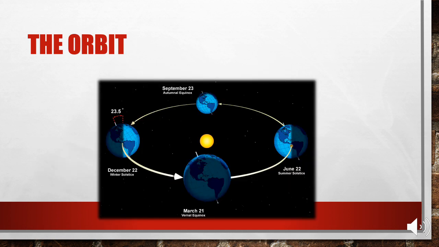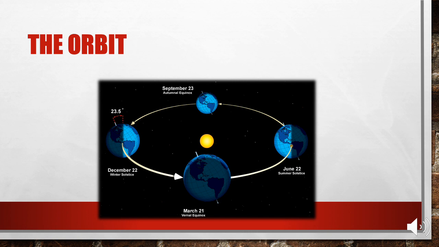Now we see how the tilt of the Earth's axis affects the seasons, but what about the Earth's orbit around the sun? The Earth's orbit around the sun, which takes 1 year to complete, is not a perfect circle. Instead, it is an ellipse, more like a squished circle. Here is a fun fact to impress your friends with.